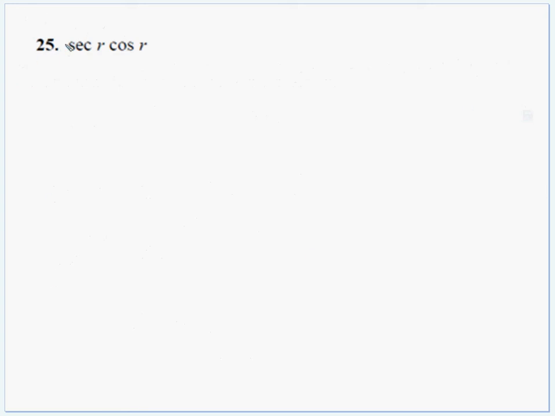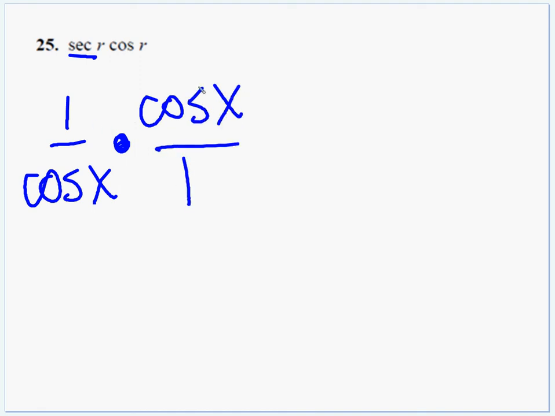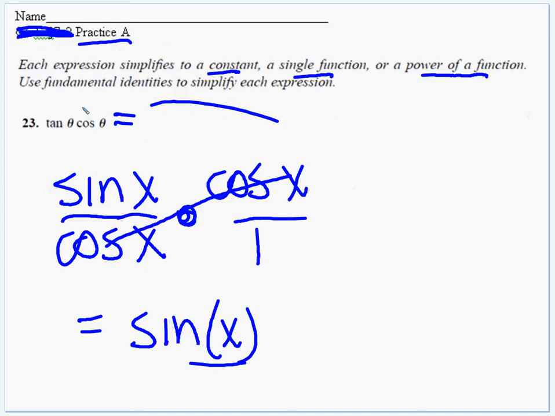Up next, secant times cos of r. Well, it's a pretty basic one. Secant will be 1 over cos times cos, we'll write as cos over 1. So it cancels. We get 1 over 1 or 1. Remember, the direction said we could have a constant answer. That one we just saw. Here was a single function, sine x.